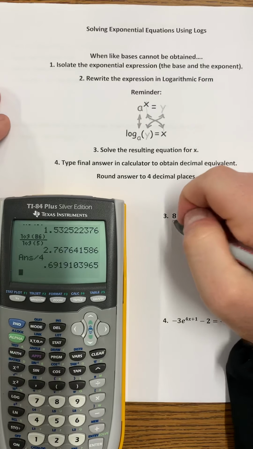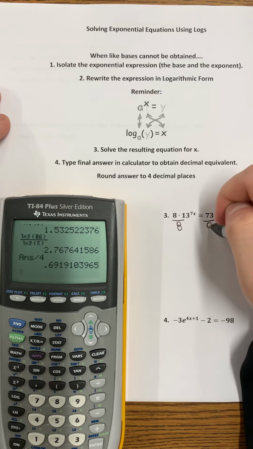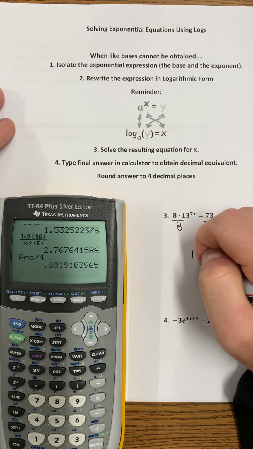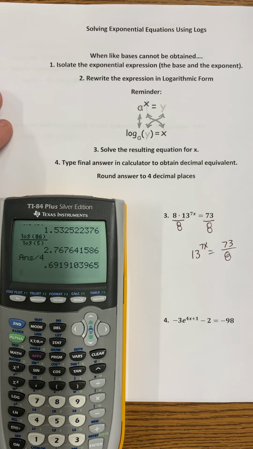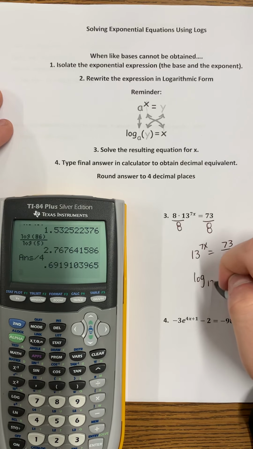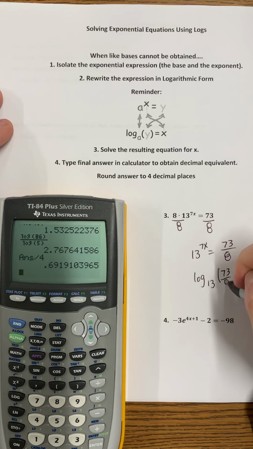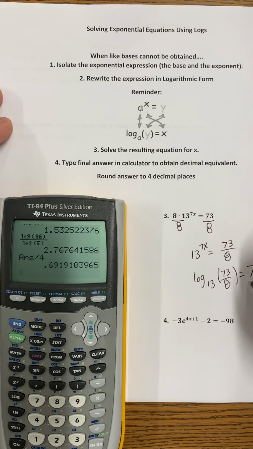Example 3, we got to get rid of the 8 first, so we divide both sides by 8. 73 divided by 8 is not a whole number, so I'm just going to leave it as a fraction, 73 over 8. We're going to rewrite this as a log. Log base 13 of 73 over 8 is equal to 7x, and then we can divide both sides by 7. We can type that in the calculator.